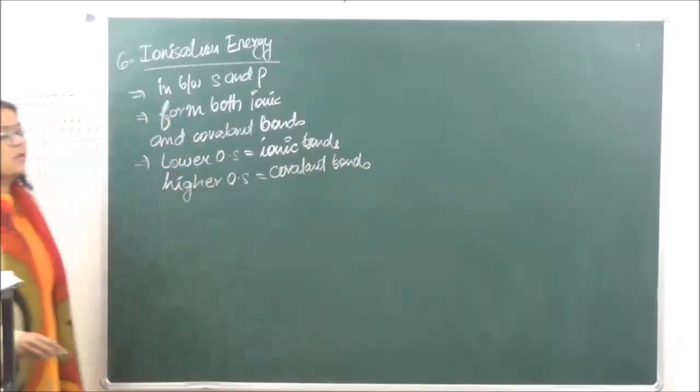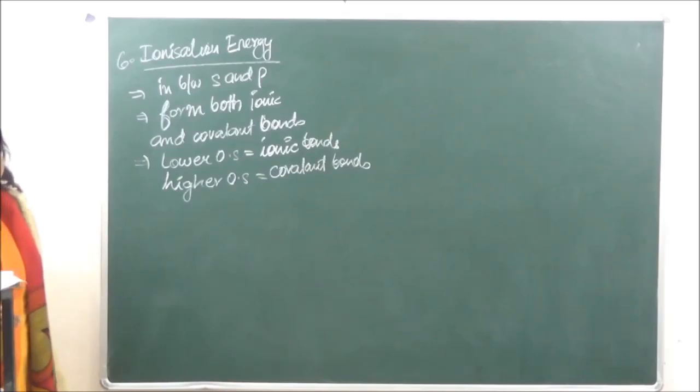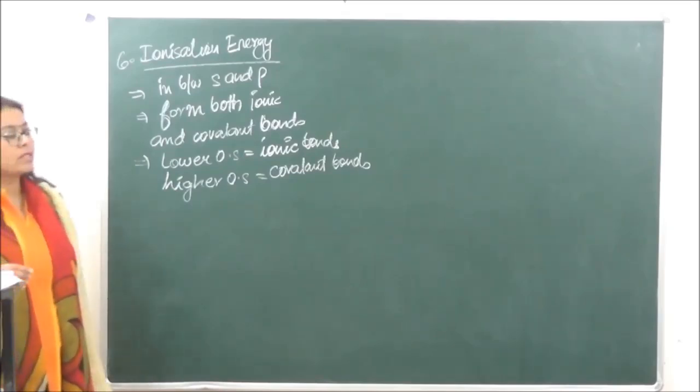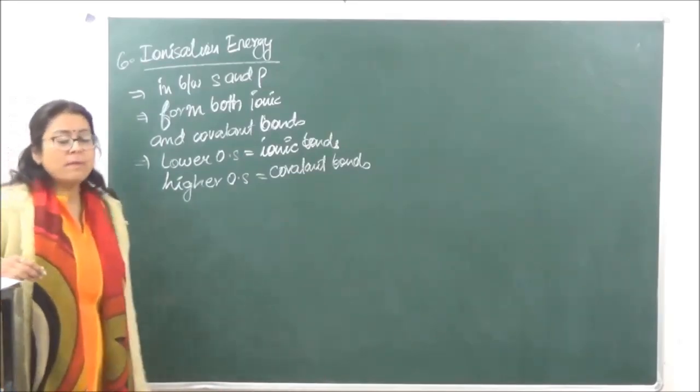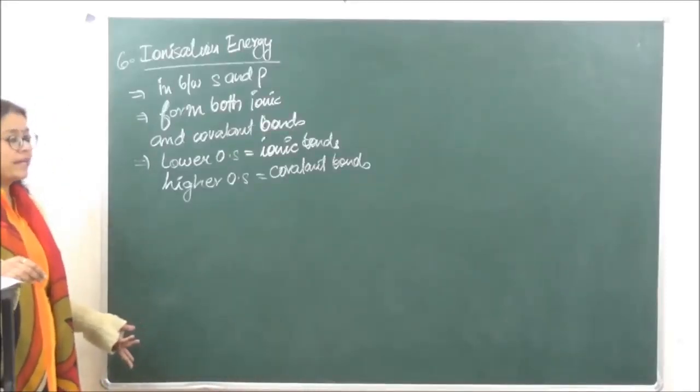Right? Whereas we know that when we are talking of alkali and alkaline earth metals, they prefer forming ionic bonds rather than covalent bonds. And when we are talking of p block, it is only going to form covalent bonds, and does not form ionic bonds to a great extent.